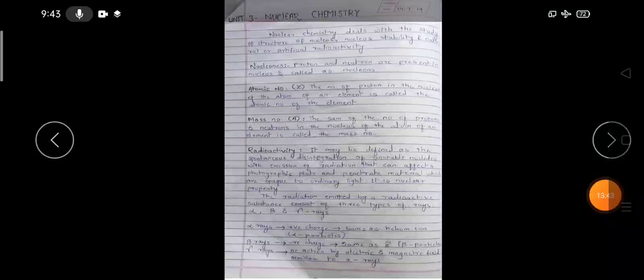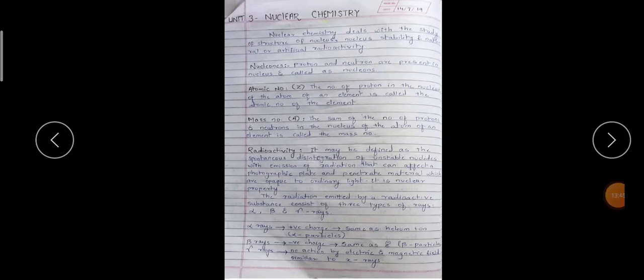Then, with emission of the radiation that can affect the photographic plate and penetrate material which is opaque to ordinary light. It is a nuclear property. Which radiations will be emitted? Alpha, beta and gamma rays. This radiation will get emitted from this particular nucleus. What are the alpha rays, what are the beta rays, what are the gamma rays? That is given in summarized form.